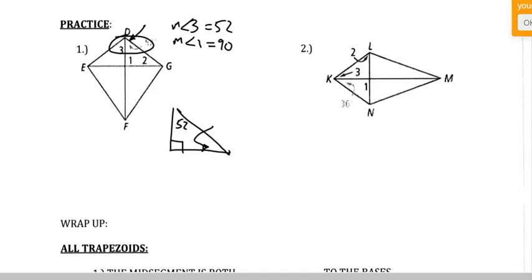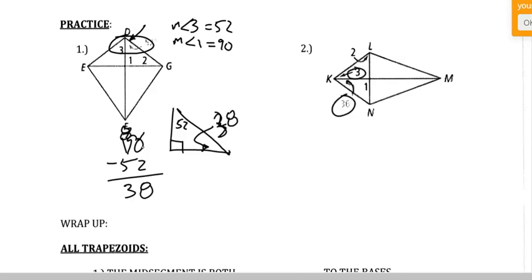What theorem are you going to use? Triangle angle sum theorem. 180 minus the two angles you already have, and you get 28. 28 plus 52 plus 90 equals 180. Does it? Or is it 38? 90 minus 52. Oh, no, it's 38. Okay.